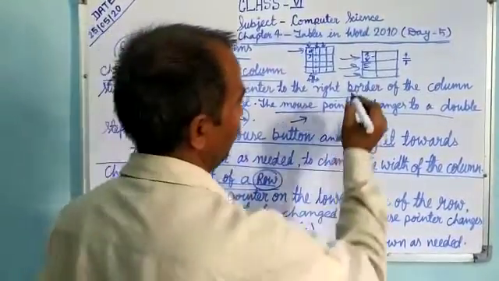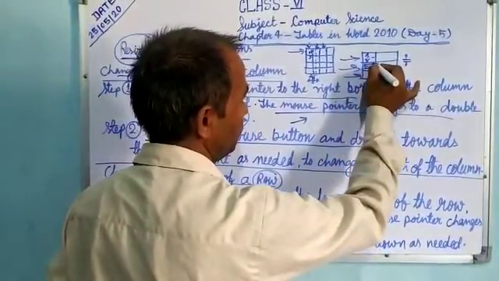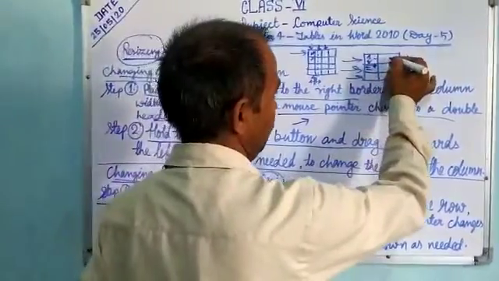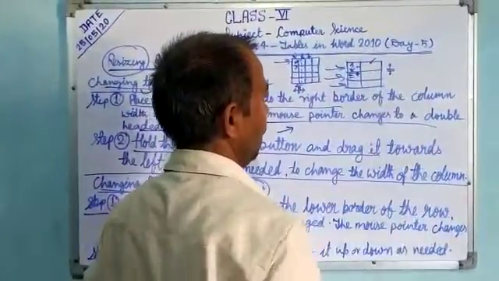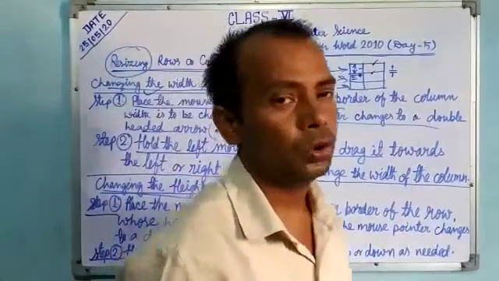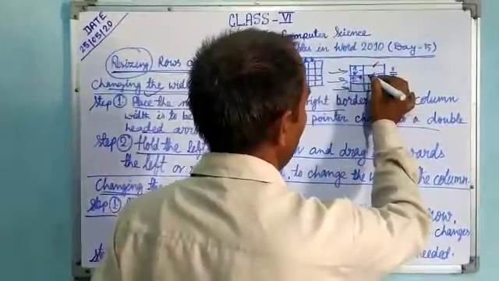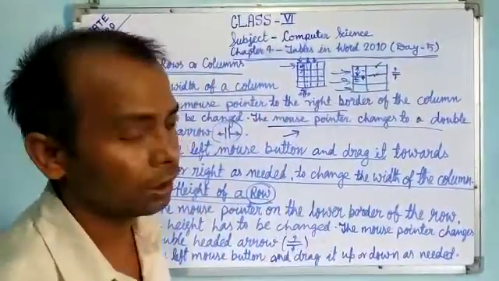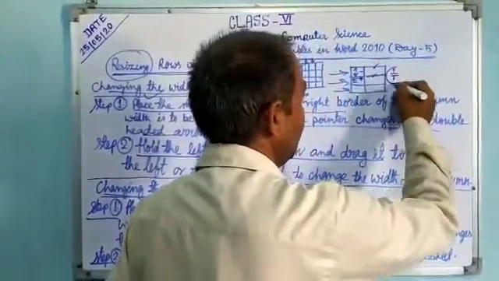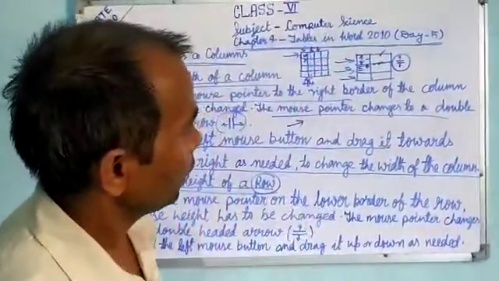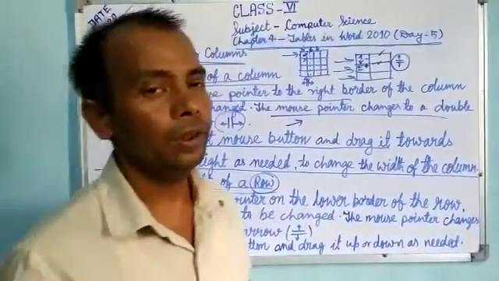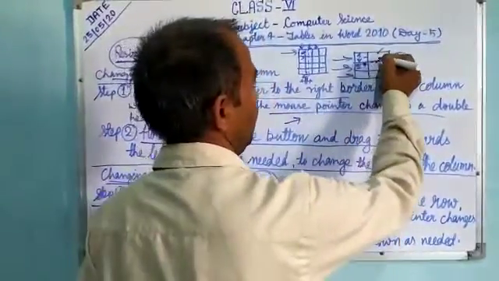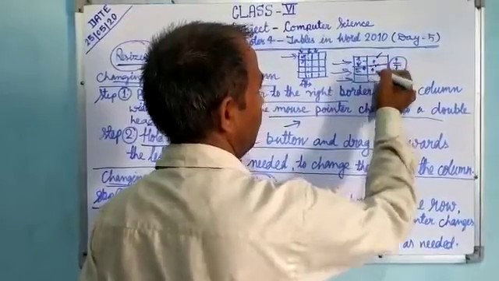In step 1, we have to put our mouse pointer at the lower portion of the border. In this row, this is the upper border and this is the lower border. So we have to put the mouse pointer at the lower border. Whenever we put it at this lower border, the cursor appears just like a double-headed arrow. Whenever the double-headed arrow appears here, we press the left mouse button and then drag it, either in the upward direction or the downward direction.